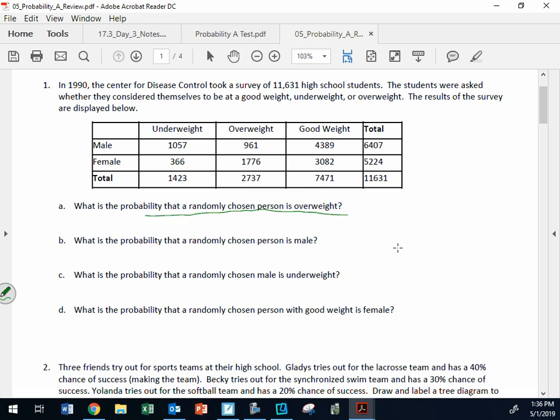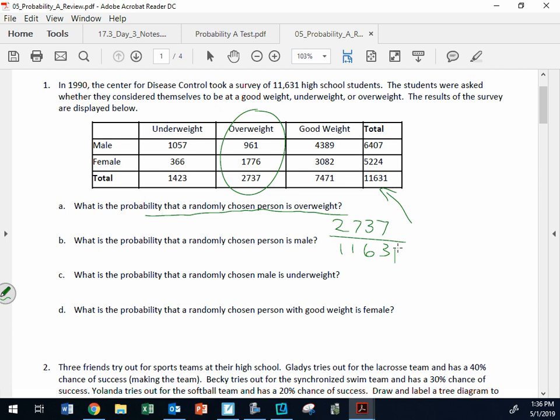Well, here is overweight. Should it just be 2737? Well, that's not a probability. Did they ever say given? No, then you keep the same what's possible, and what's possible is everyone, which is 11631.